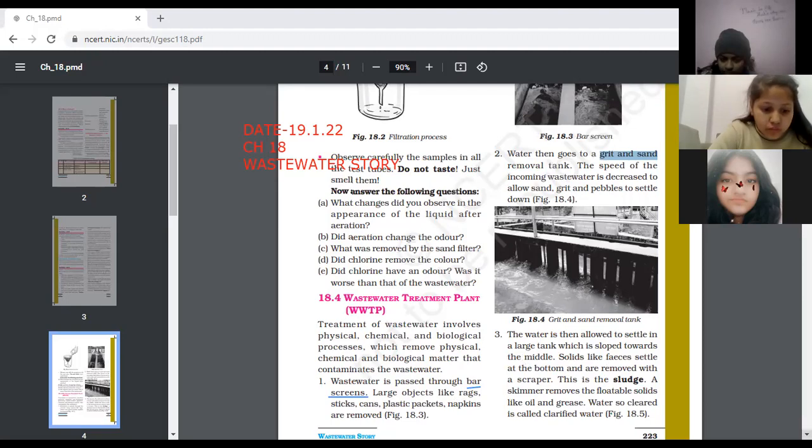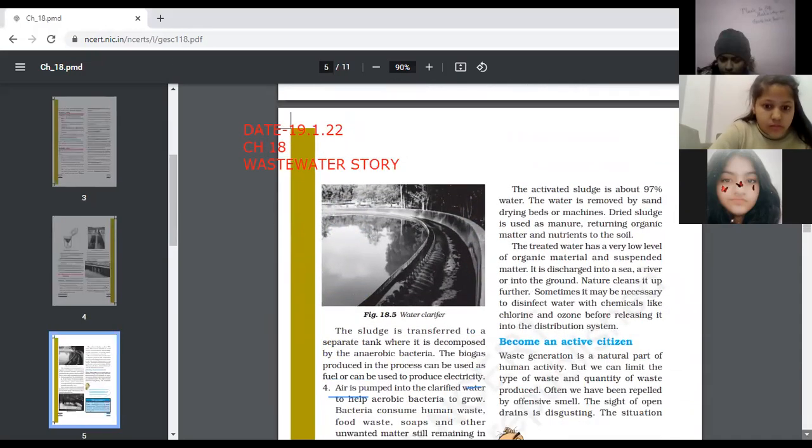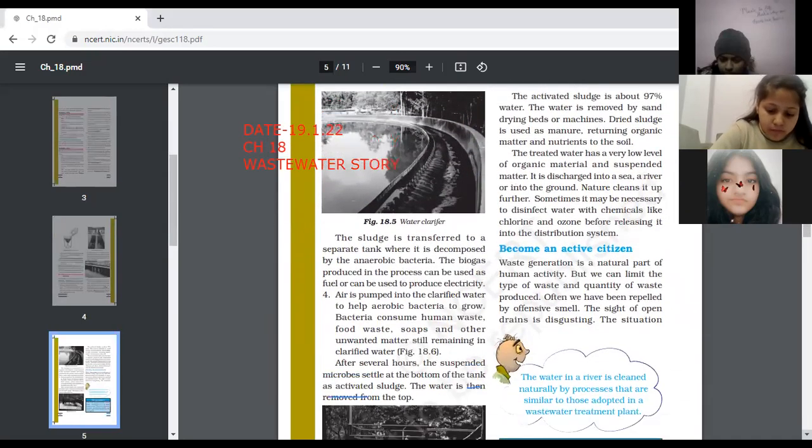Here the solid waste settles at the bottom, and that solid waste which settles at the bottom is known as sludge, and that can be removed with the help of a scraper. Next, what happens? The sludge is transferred to a separate tank where it is decomposed by anaerobic bacteria.